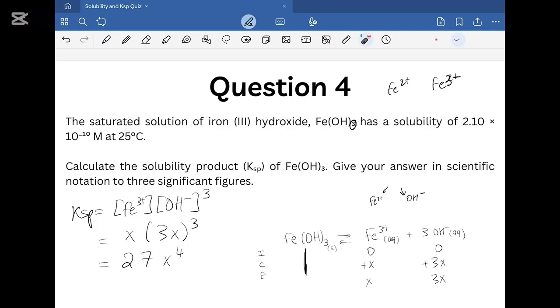And X is given as the solubility. Solubility stands for concentration, and it is 2.1 times 10 to the power minus 10. So I'm going to put 27 times 2.1 times 10 to the power of minus 10, to the power of 4, and the answer is going to be equal to 5.25 times 10 to the power minus 38. So this is the final answer, and it is to 3 significant figures.